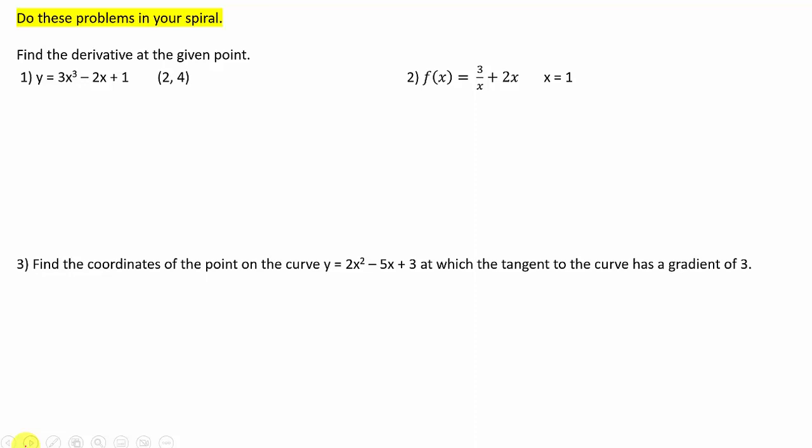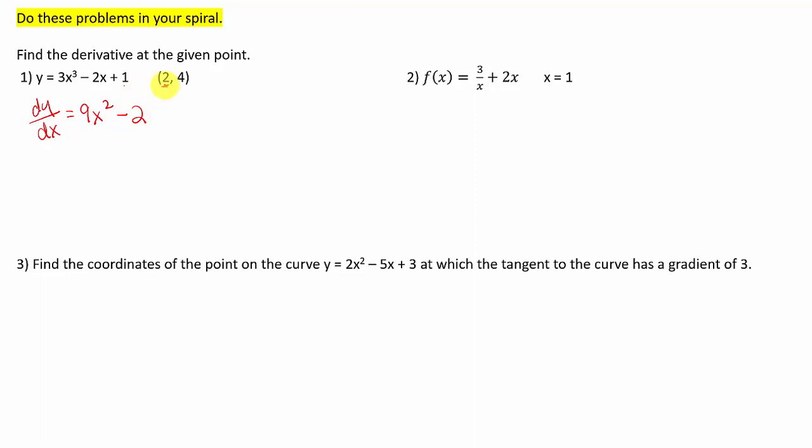Okay, so on number 1, we are asked to find the derivative at the given point, so we just need to take the derivative first. And when you do this, 3 times 3 is 9. We're going to have x squared because we subtract a power. The derivative of -2x is just -2 because when I subtract a power, the x goes away. And the derivative of 1 is 0, so we don't need to write that.